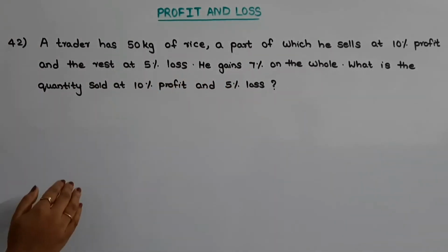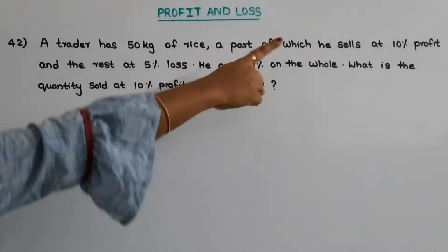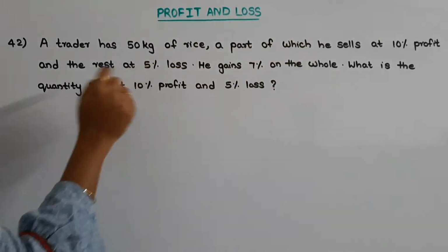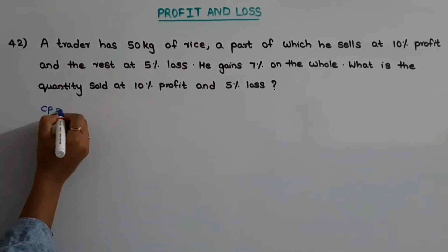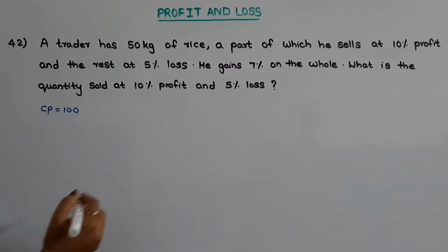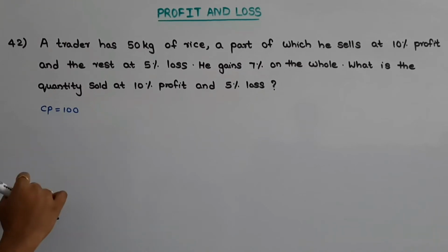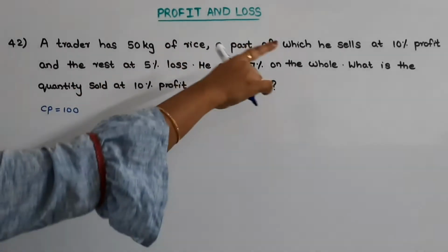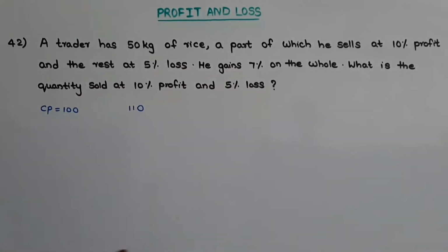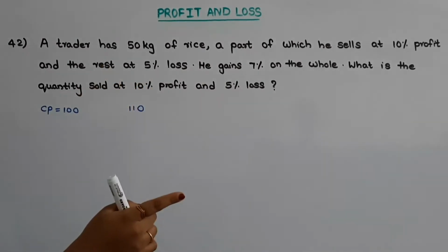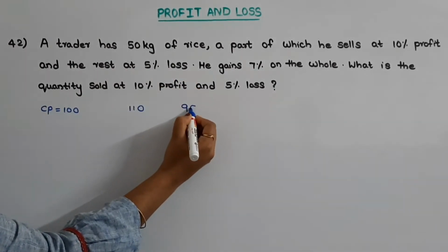So this question we are doing by alligation method. For that we need to consider the cost price in the first case as well as in the second case as 100. So let us take the cost price as 100. For 10% profit, what will be the selling price when cost price is 100? Selling price will be equal to 100 plus 10, that is 110, that you write here. Now for 5% loss, what will be the selling price? That will be 100 minus 5, that is 95, that you write here.